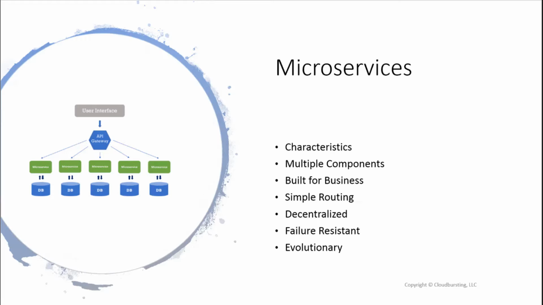Now, some other characteristics is, again, it's going to have multiple components. It's built for business, simple routing, it's decentralized, failure resilient as well, and it's evolutionary. In other words, you can build on top of it really easy.